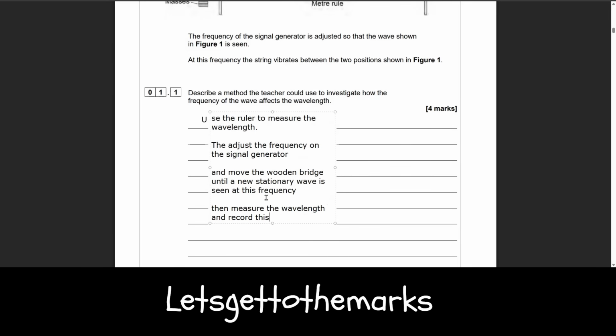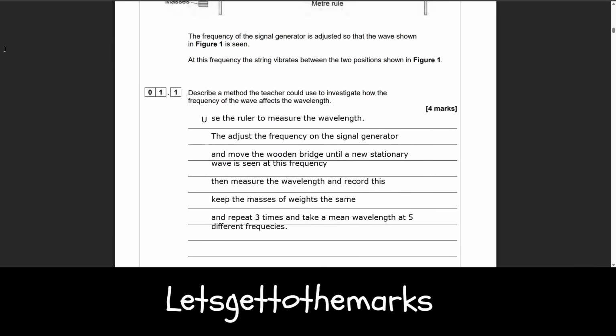What do we want to say? Oh, we should say keep the masses of weights the same and repeat 3 times and take a mean wavelength at 5 different frequencies. Bosh. So essentially, we're just saying we're adjusting the signal generator. That's going to get us a mark saying that in order to change the frequency, use the signal generator, use a ruler to measure the wavelength.